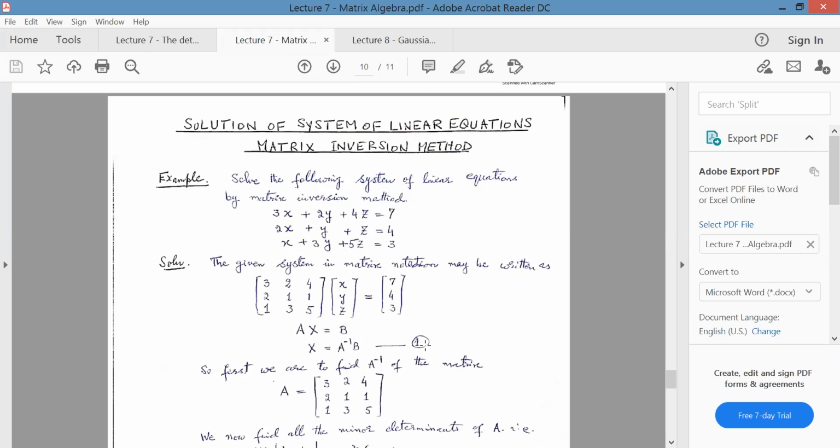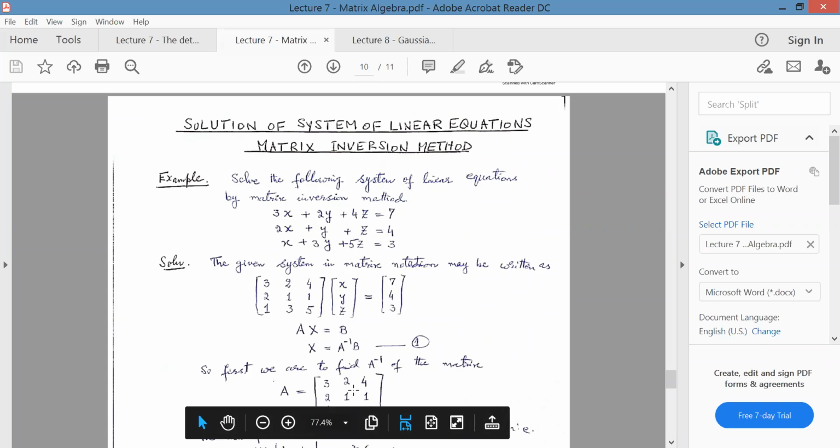Call this relation number 1, because you have to come back for this relation. And X will be the same as this one, x, y, z, and B will be the same as 7, 4, 3 written here. But now your job is to find the value of A inverse. What is A? A is this matrix.